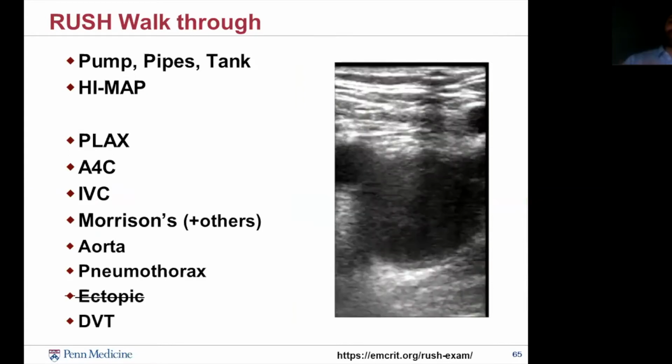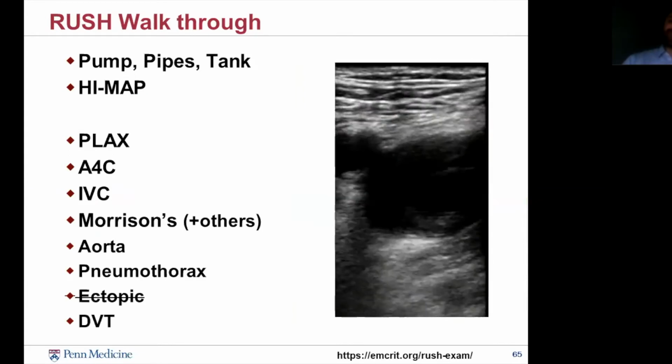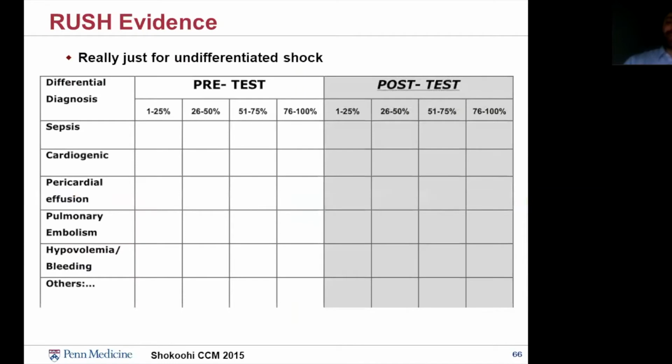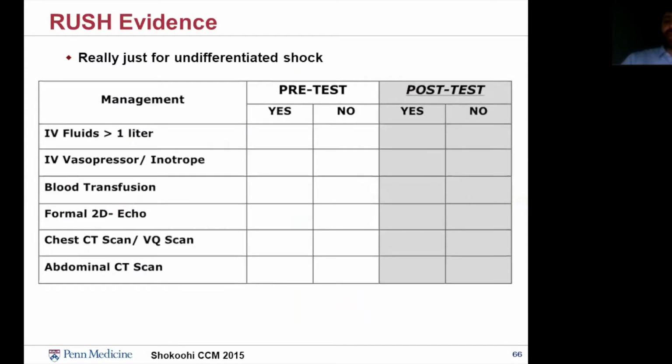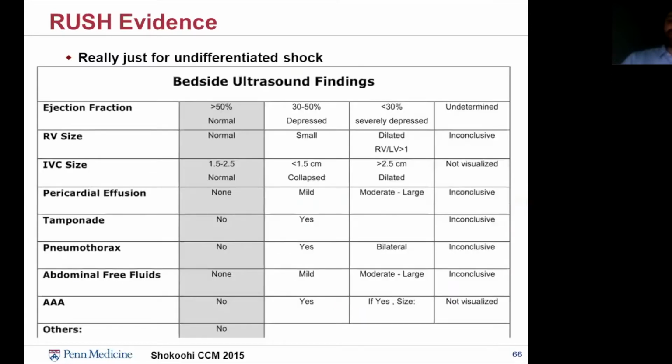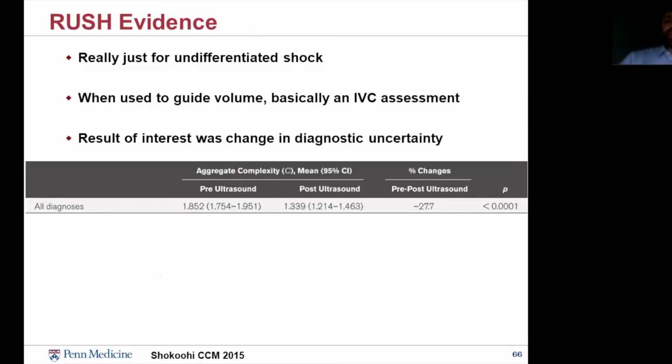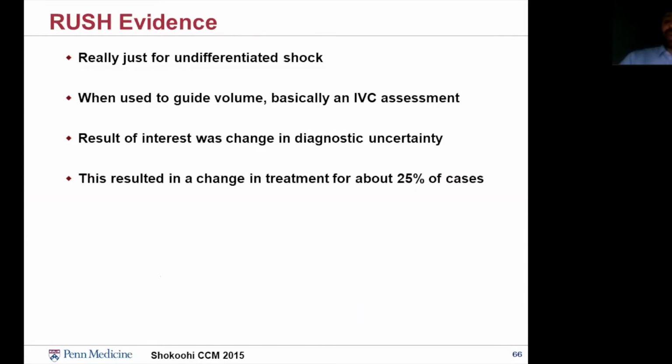We already talked about the individual components of the RUSH protocol and how there's some limitation to their diagnostic performance. But the evidence for this protocol really is helping go from undifferentiated shock to differentiated shock. And that's what they did in the study in 2015, where they looked and saw how confident people were in their differential before and after, and whether their management changed. What they found was that there was a 27% decrease in their diagnostic uncertainty after a RUSH exam, and it resulted in a change in treatment for about 25% of cases.